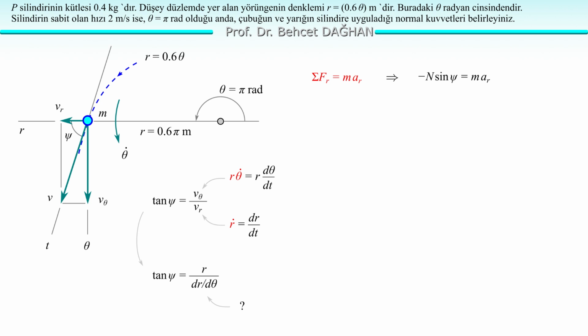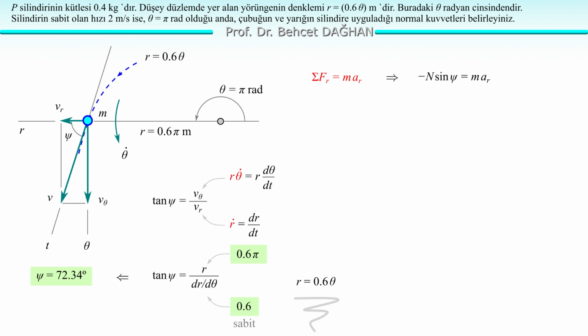We know r, but we need to find the derivative of dr over d theta. Let's find the derivative of r with respect to theta. We have the function. It is given. R equals 0.6 theta. The equation giving the variation of r with respect to theta is given. If we take the derivative with respect to theta, we can easily find that dr over d theta is equal to 0.6. R is equal to 0.6 pi. Substituting these, the 0.6's cancel out each other, leaving pi. We get tangent psi equals pi. The angle whose tangent is equal to pi is 72.34 degrees. Yes, we found the angle.